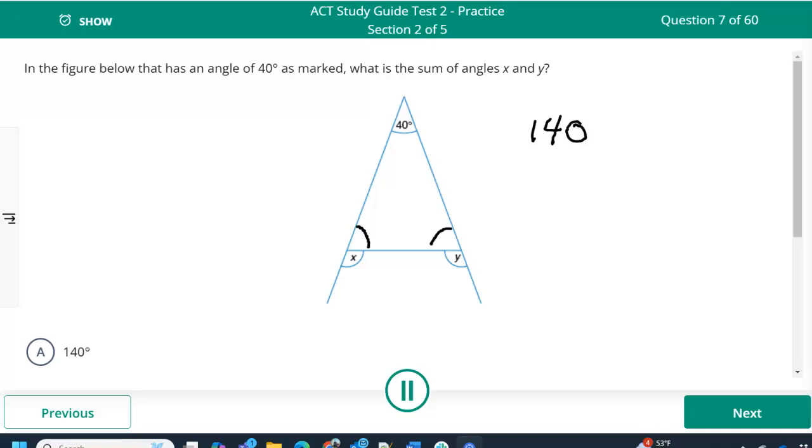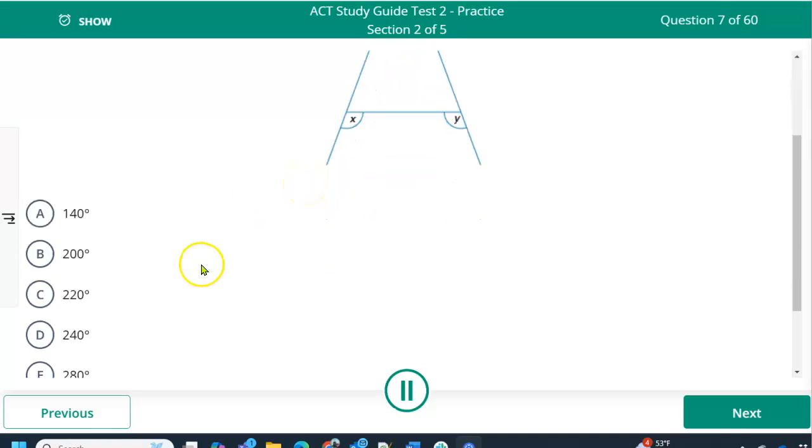Okay, now we've got supplementary angles, so this angle and x will equal 180. This angle plus y will equal 180. So the total there is 360. All right, 360. Now the question is, what is the sum of x and y? Well, we can subtract the sum of these two angles, which we know to be 140, and get 220. Okay, there it is, 220.